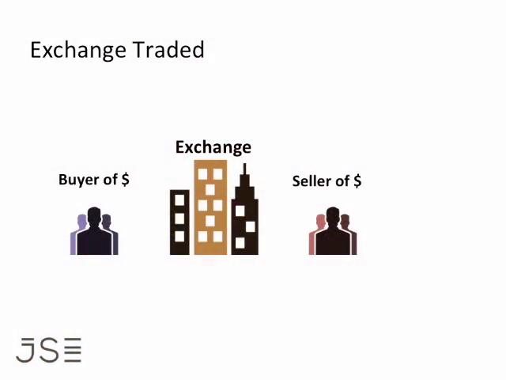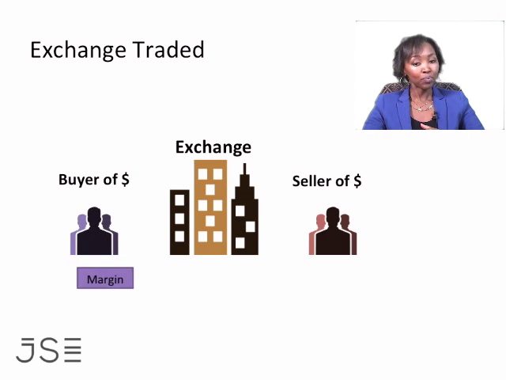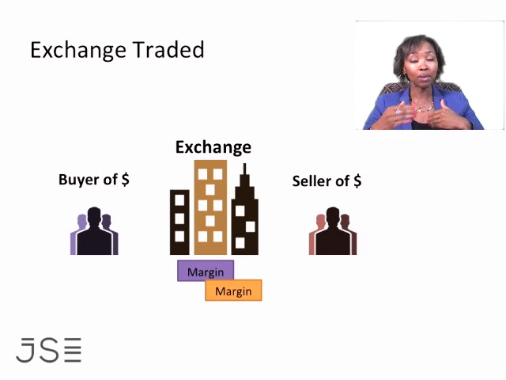So with an exchange traded transaction, you have the exchange that stands between buyers and sellers. So buyers and sellers never interact directly with each other. They have the exchange as the neutral party standing between them. And when it comes to trading futures, currency futures on the exchange, both buyers and sellers would need to pay a margin in order to trade. And that margin basically covers credit risk. And that would cover default risk.